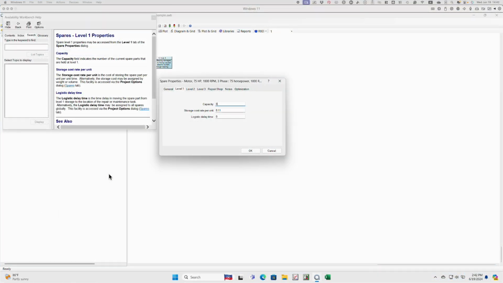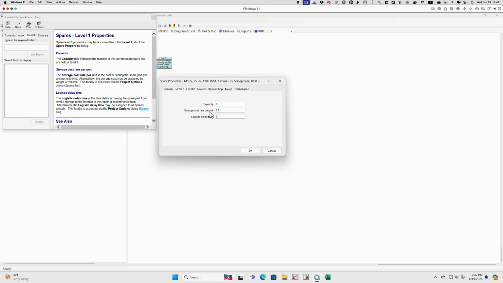Let's take a look at the model. We'll start by looking at the spares information for this spare motor we have. At the general level, we can capture the price of this item in order to buy it. At level 1, we can capture how many we're keeping in stock. At this point, we're only going to keep 0 in stock. And we can capture the storage cost rate per unit.